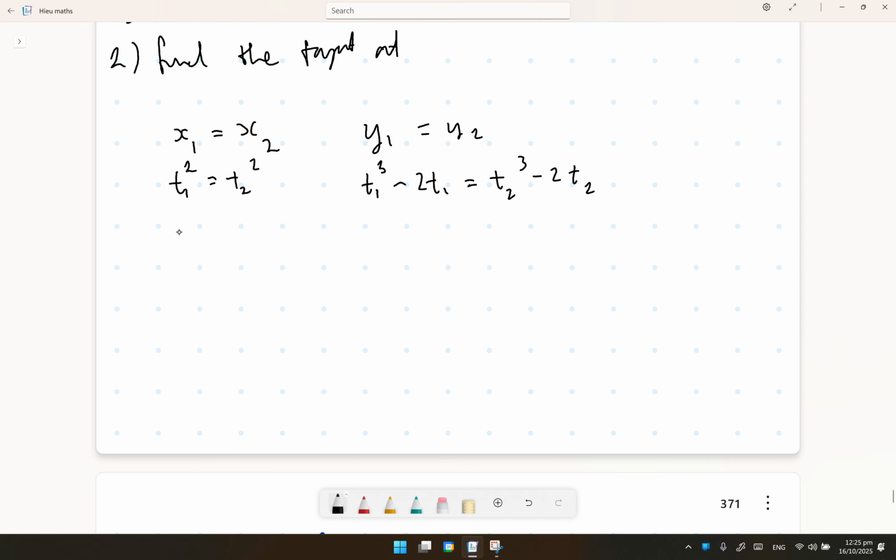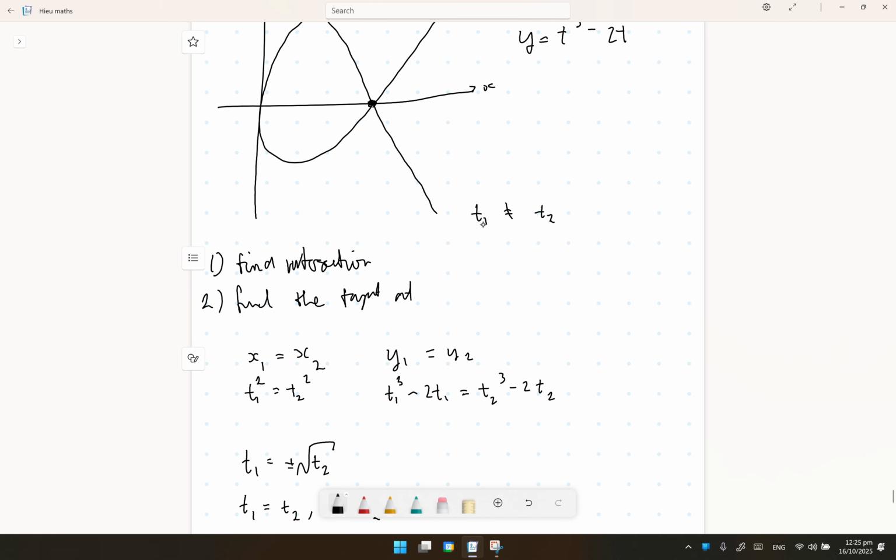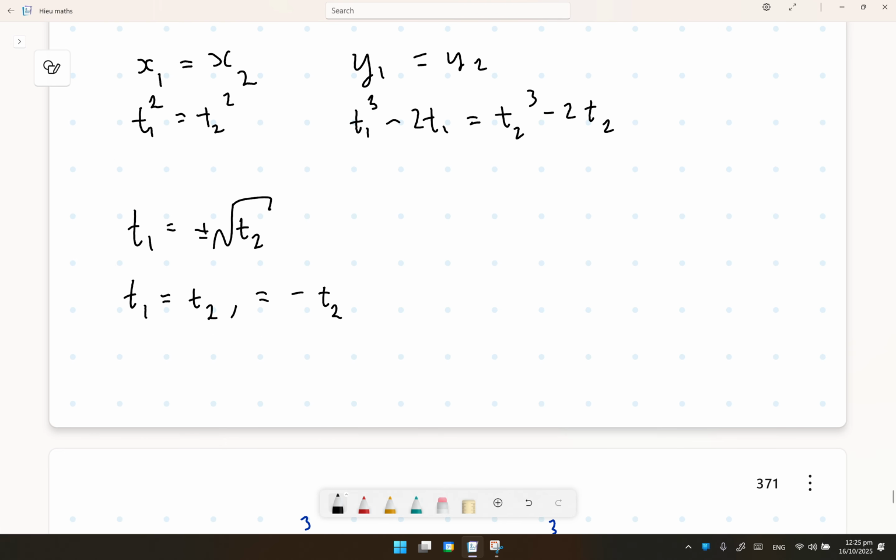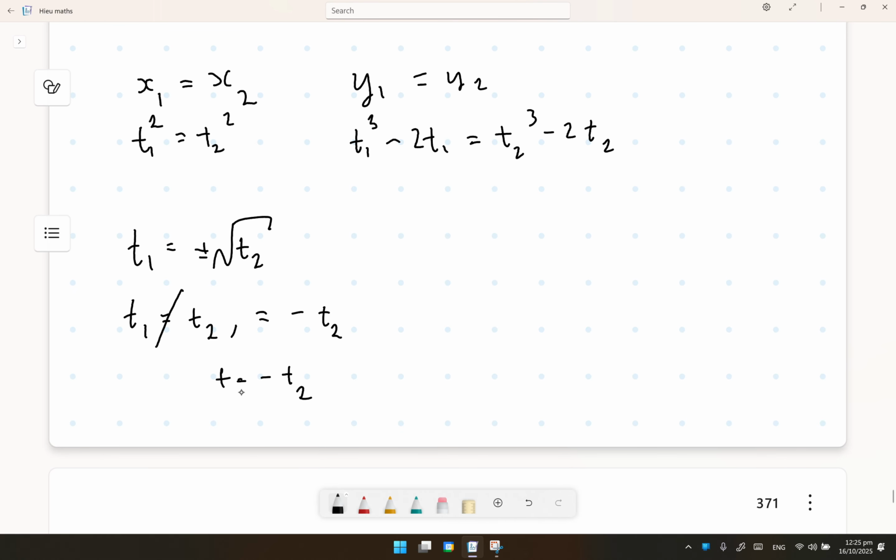Let's solve using the left equation here. We have t1 squared equals t2 squared. Let's square root both sides. So t1 is going to be equal to plus or minus t2. Now we can either have t1 equal to t2, or t1 equal to minus t2. Since t1 cannot be equal to t2, you can't have one time equal to the second time, it just doesn't work. Therefore, t1 has to be equal to negative t2 by virtue of it being different.